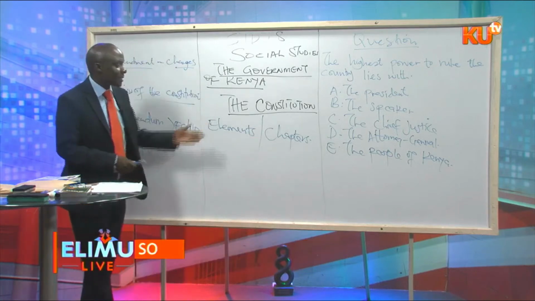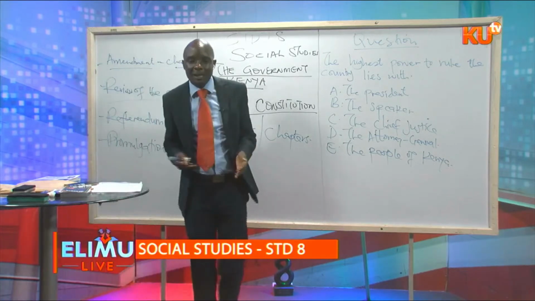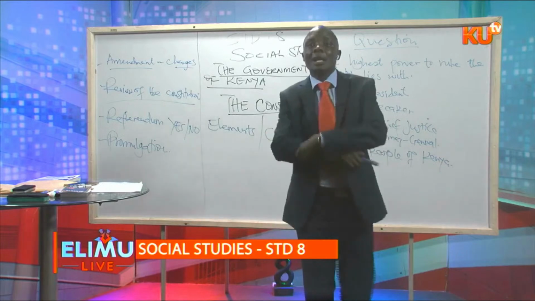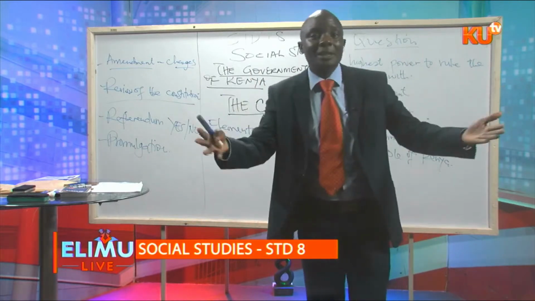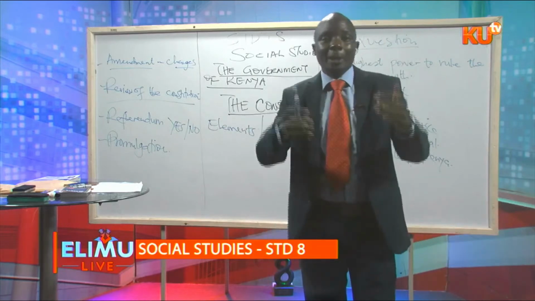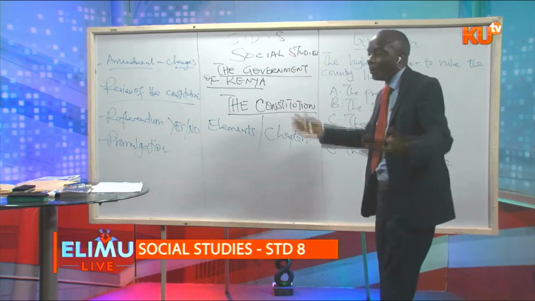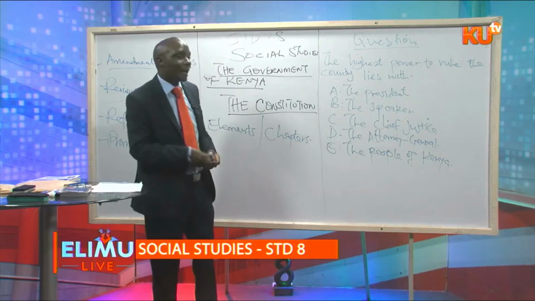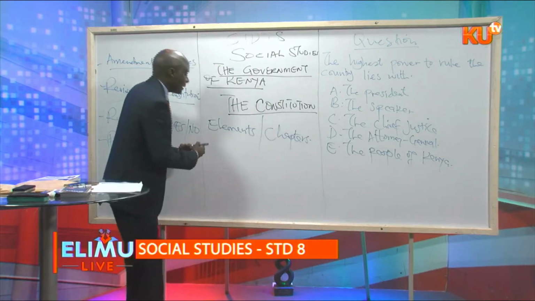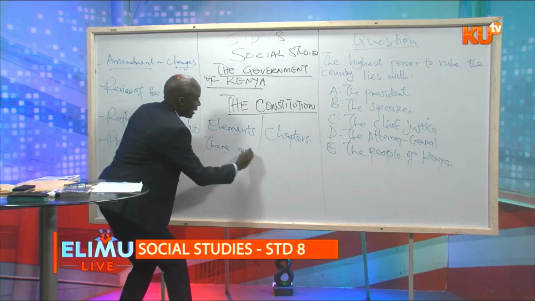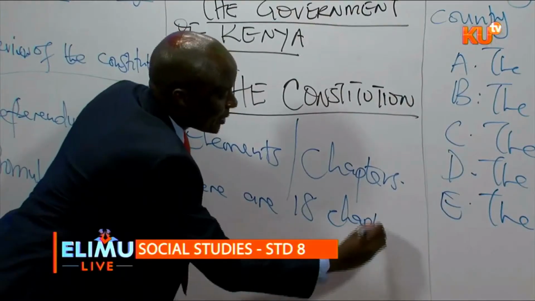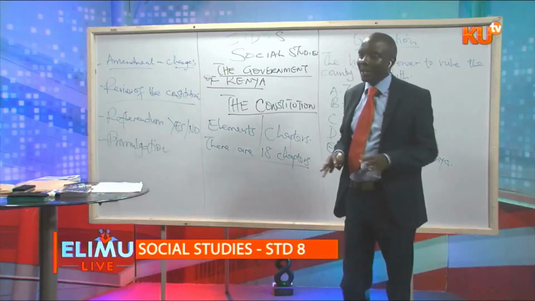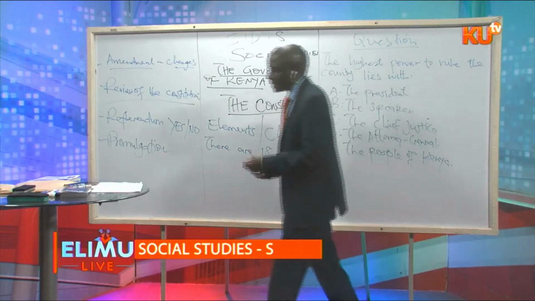Now, let's look at the chapters. Remember, the constitution has chapters. These are elements, these are sections of the constitution. And the most common part I want you to know today is, do you know how many chapters of the constitution we have? That's very important. And do you know which chapter talks about what? So today I want us to know that the chapters or elements of the constitution are 18. There are 18 chapters which touch on different issues that affect the people of Kenya.